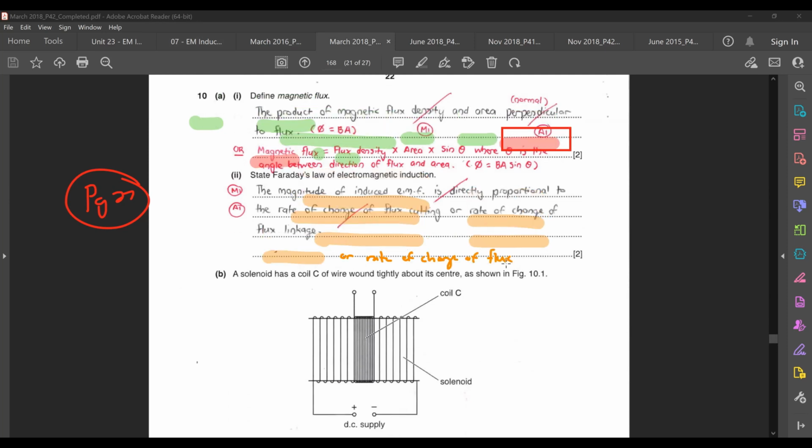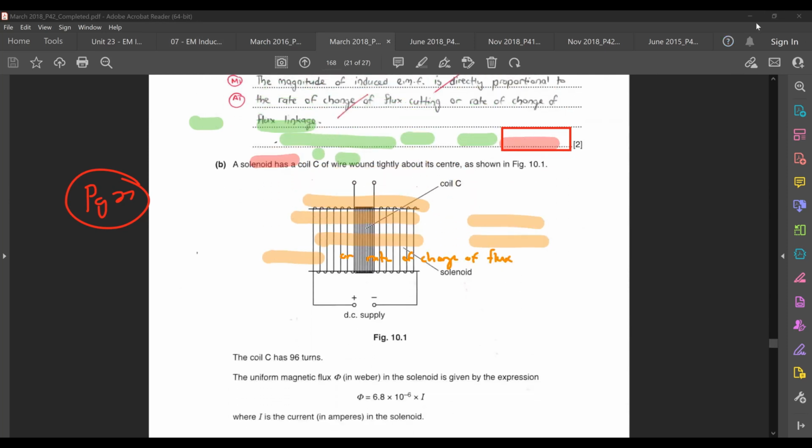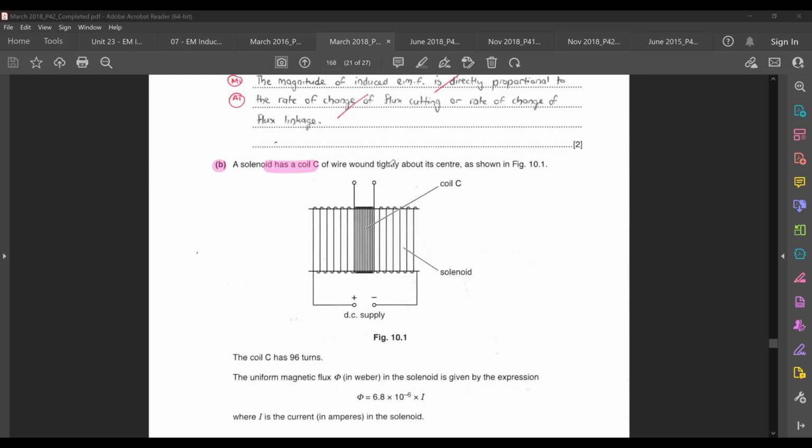So no issues here. Then you move on to part B. For part B, a solenoid has coil C of wire wound tightly about its center as shown in this figure. Coil C is 96 turns. The uniform magnetic flux phi in Weber of the solenoid is given by this expression, where I is the current in amperes inside the solenoid.